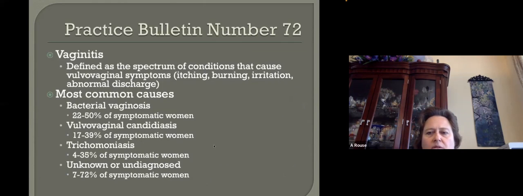All right, so this is where we're going to go over just a couple of the practice bulletin points. Vaginitis involves many conditions that can be associated with multiple symptoms, some of which may overlap with other conditions. For example, they may report burning or dysuria, and it's hard to know: is it vaginal, vulvar, or urinary?